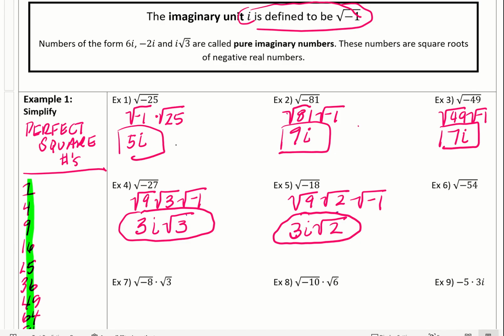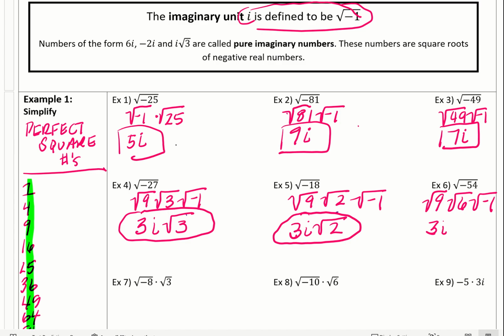All right, let's look at the next one. 54 is also divisible by 9. 9 is a perfect square that goes into a lot of them. We don't usually go any higher than 100. Sometimes 16 or 36 might divide into it, or 25. This breaks down to root 9, root 6, root negative 1, because 9 times 6 is 54.